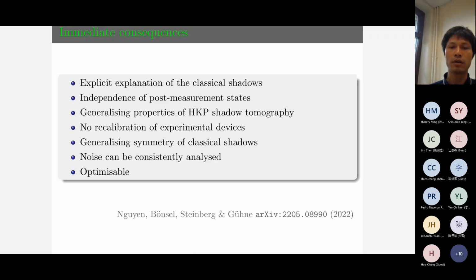Each time you do a random unitary. Yeah? And then we can also understand the formula for classical shadow under symmetry in a much more general way. Or we can analyze noise very consistently. There's nothing difficult in analyzing noise, because a general measurement already includes its own description of noise. And lastly, it can be optimized. This is quite an interesting point, in fact.